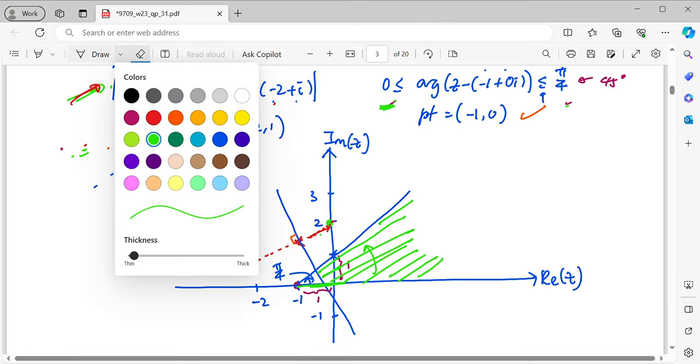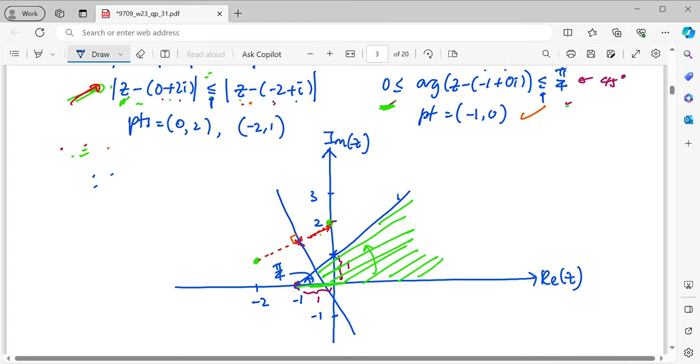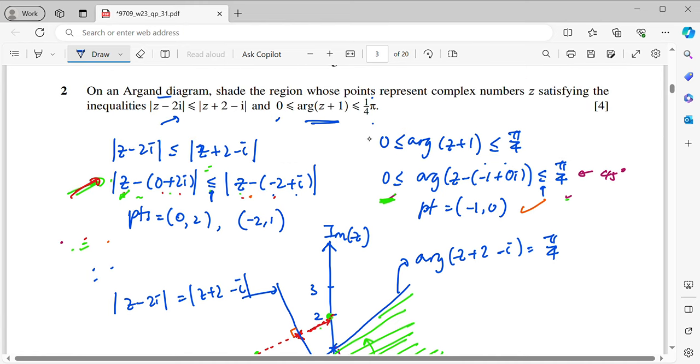Okay, so now when you have done this region, remember to label the lines. So this line is argument Z plus 2 minus I equals to pi over 4. And then this line is modulus Z minus 2I equals to modulus Z plus 2 minus I. Here, we just take the equal sign. So this is the solution of this question 2.